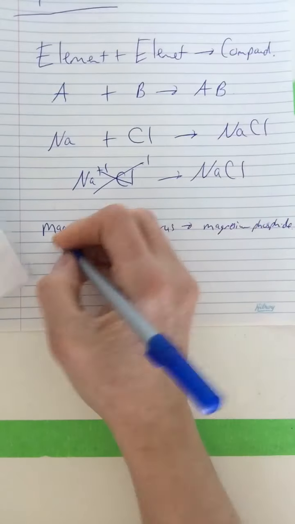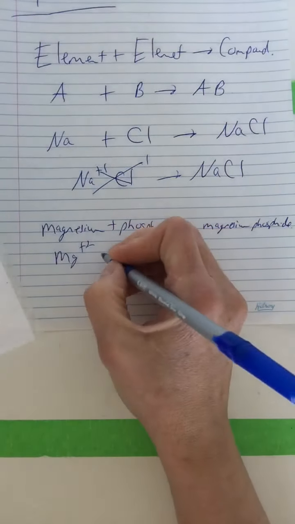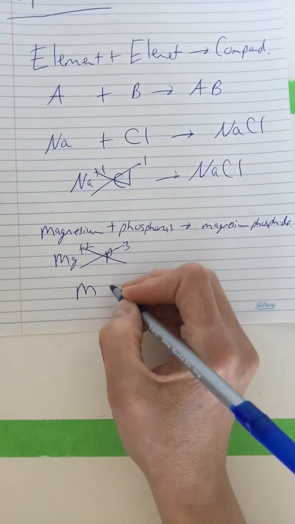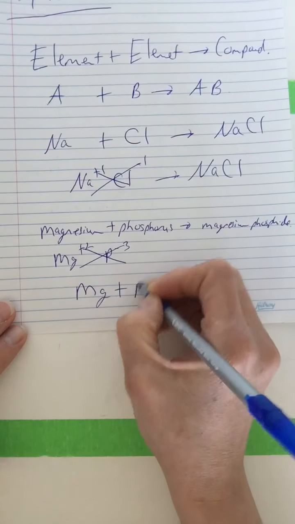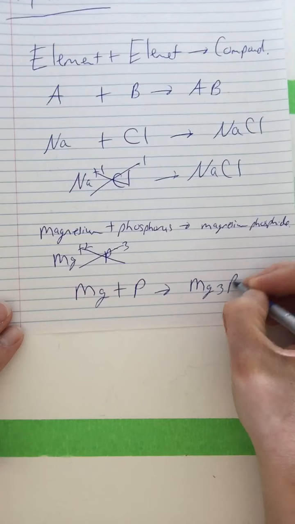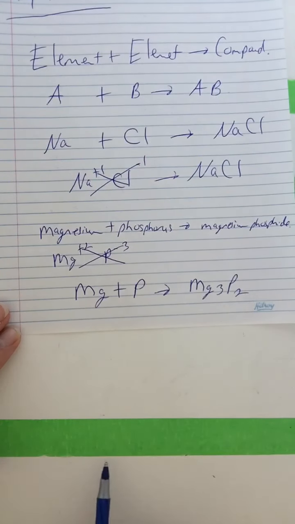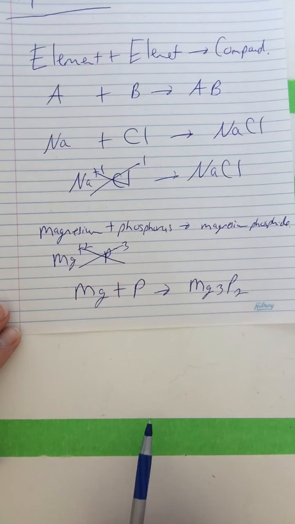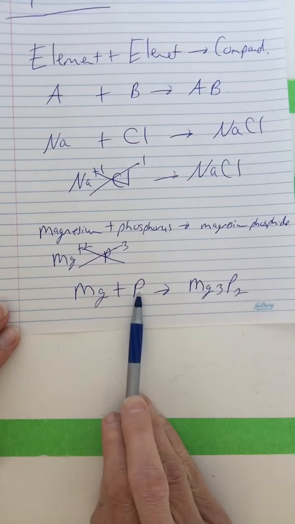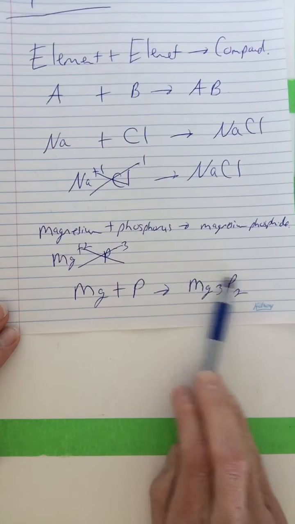When we look at magnesium, we know it's a +2. When it's about to combine with phosphorus, it's a -3. So the formula would look like this. Magnesium plus phosphorus yields Mg3P2, because we crisscrossed and we got magnesium phosphide. Magnesium plus phosphorus yields magnesium phosphide. Metal plus non-metal yields this compound. A plus B yields AB.